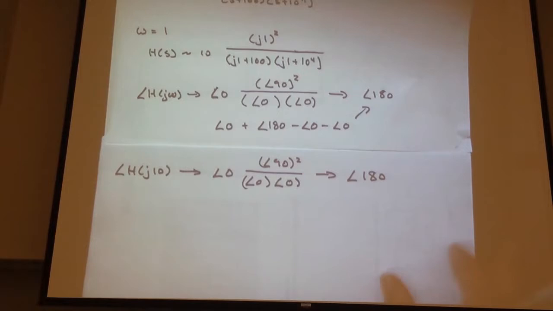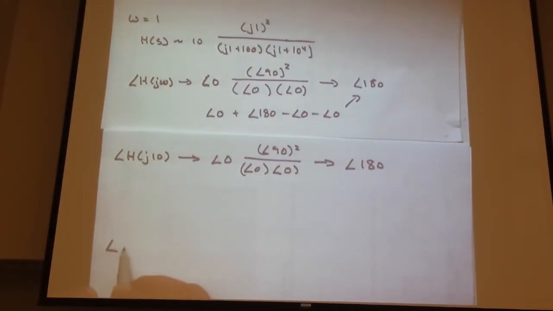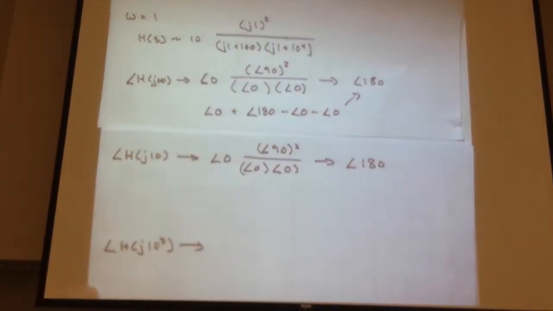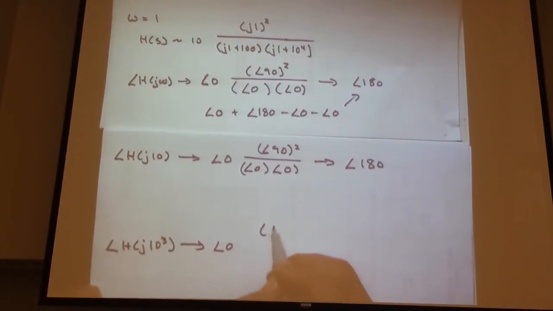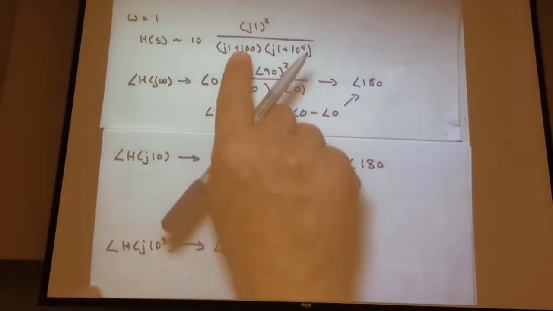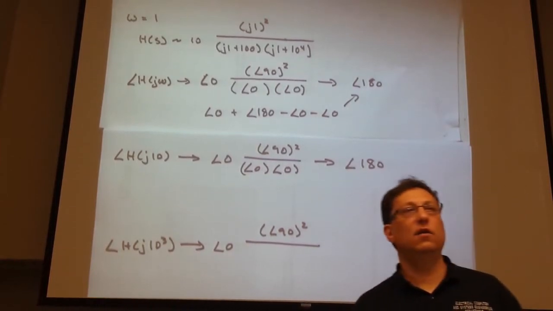And I'm going to skip 100 for the moment. I'm going to jump down to the angle of H of j10 to the third. Well, the angle of 10 is still 0. So that's angle 0. The angle of the numerator doesn't change. 90 squared. What's the angle of this term now? What is the angle of that term?